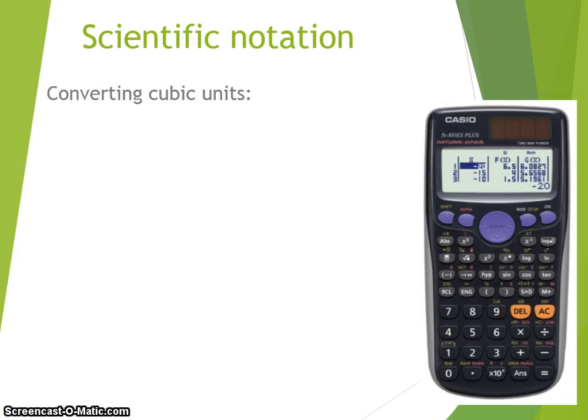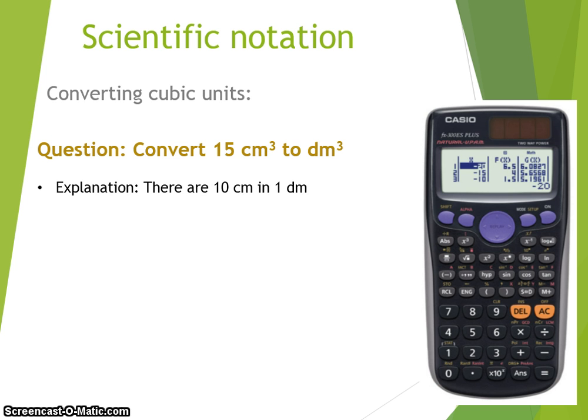Right, so how do we do it if we need to convert cubic units? For example, 15 cubic centimeters converted to cubic decimeters. First of all, I want to explain that you must remember that there's 10 centimeters in 1 decimeter. 10 centimeters, that means it is 10 times 100th, which is equal to a tenth. But a tenth is just 10 to the minus 1, which is deci.